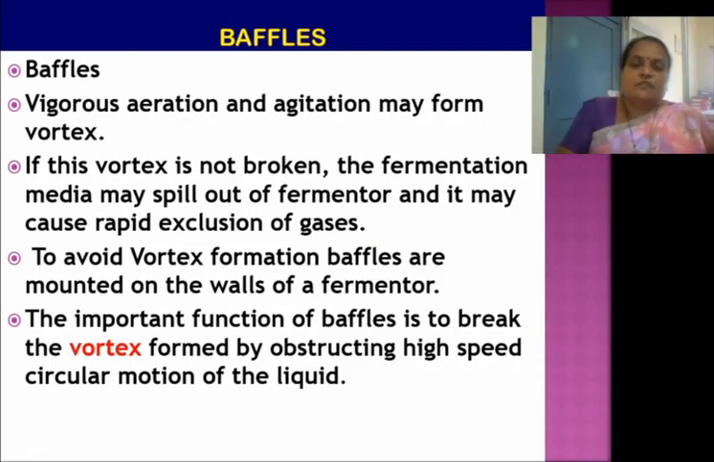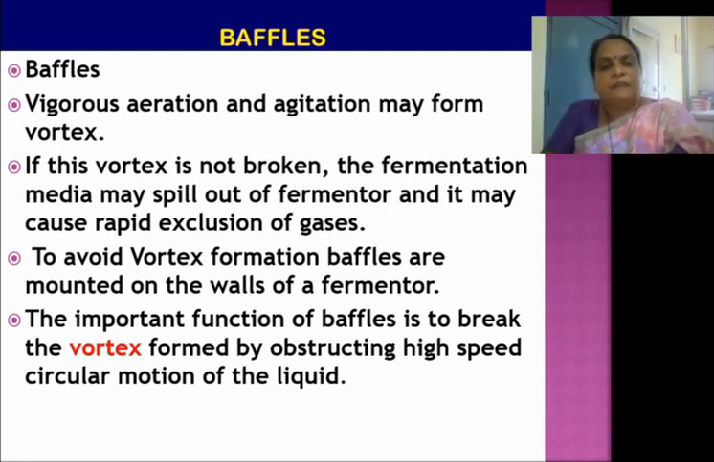The next important part of the fermenter is baffles. Baffles are mounted in the fermenter. Due to vigorous aeration and agitation, there may be formation of a vortex. If this vortex is not broken, the fermentation media may spill out of the fermenter and it may cause rapid exclusion of gases. To avoid the vortex formation, baffles are mounted on the walls of a fermenter. The important function of baffles is to break the vortex formed, and this is done by obstructing the high speed circular motion of the liquid.